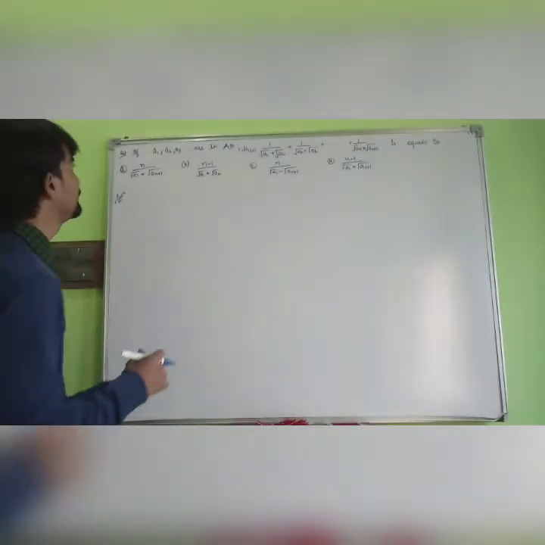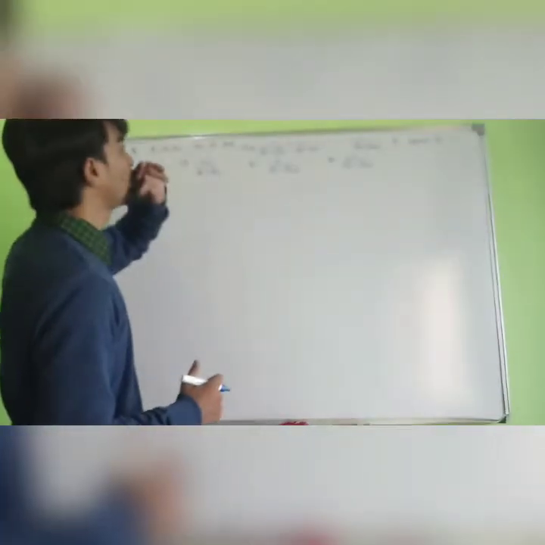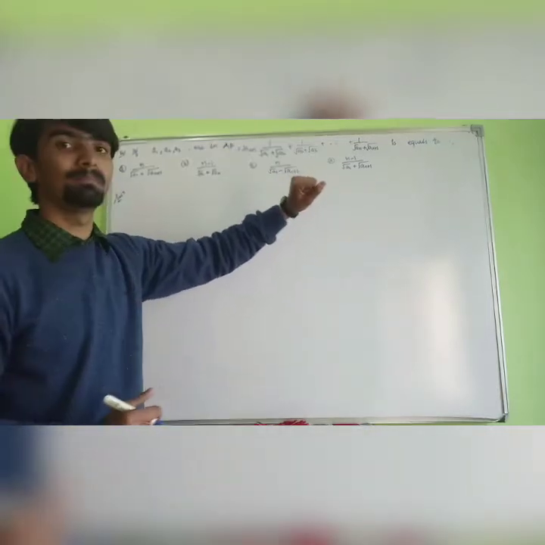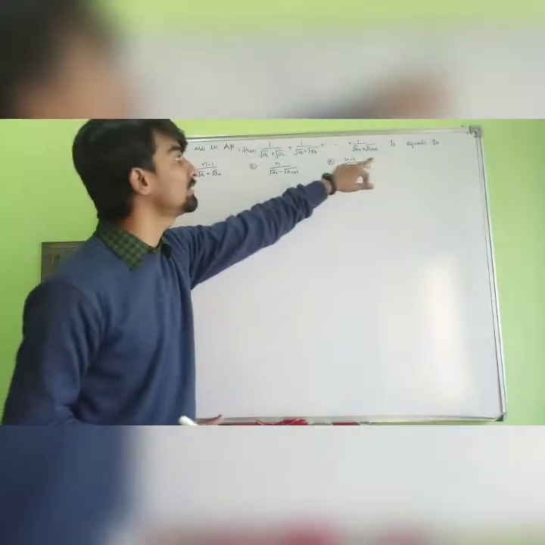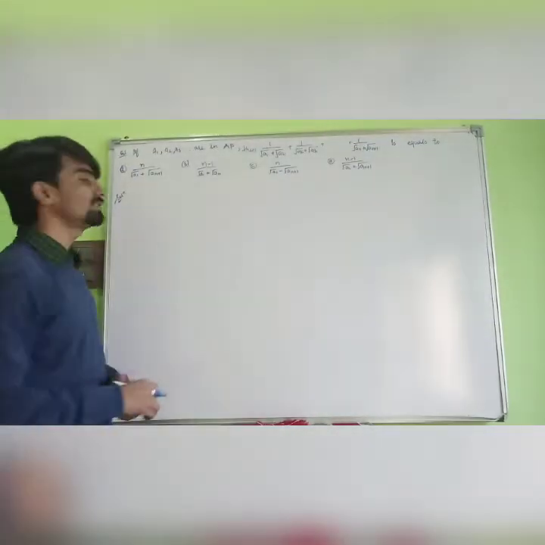This is the first question. It says if a1, a2, a3 are in AP, then 1 upon root a1 plus root a2, plus 1 upon root a2 plus root a3, plus ... plus 1 upon root an plus root an+1 is equals to. So these are the given options.